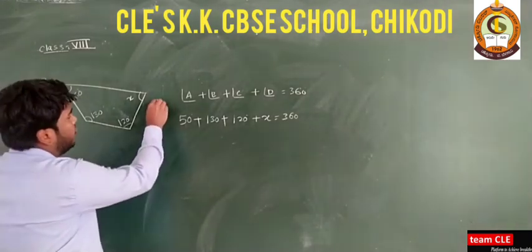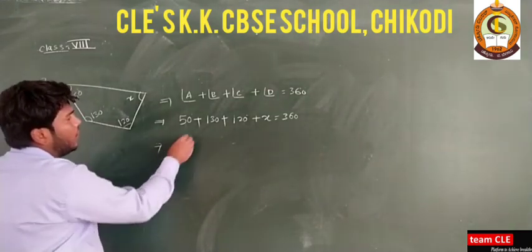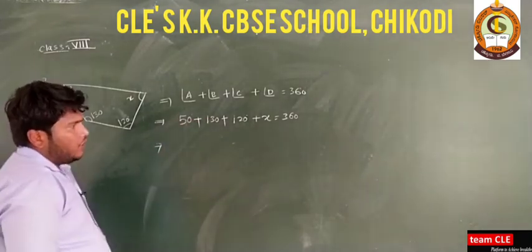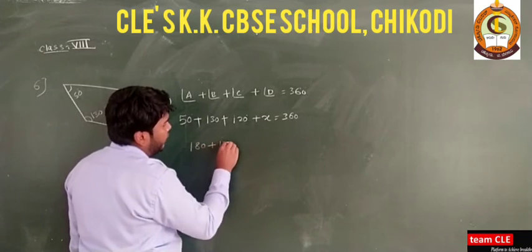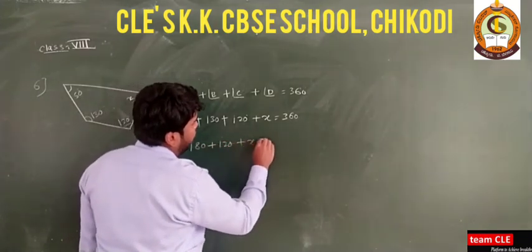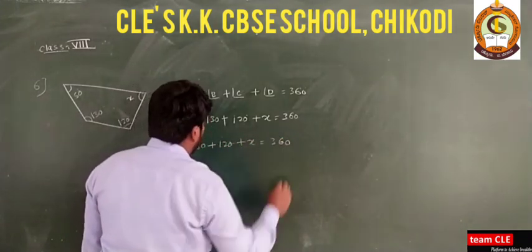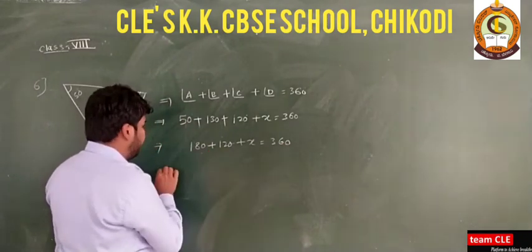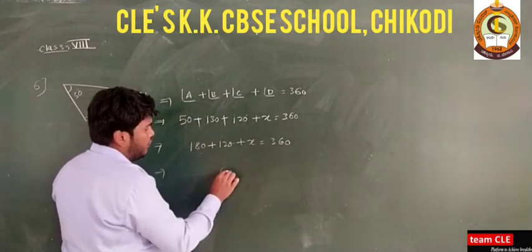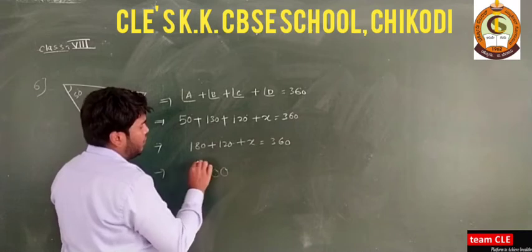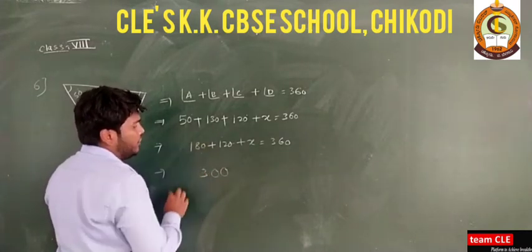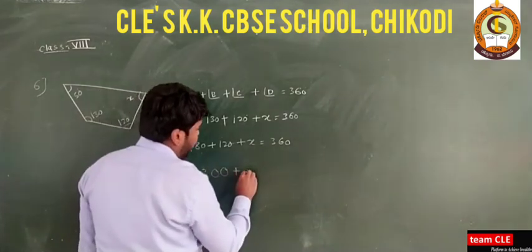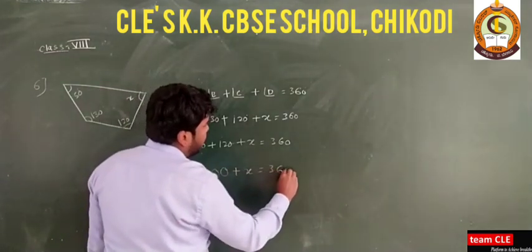Dear students, now see: 130 plus 50 is 180, plus 120 plus x is equal to 360. Now doing the addition: 0, 0, 8 plus 2 is 10, carry 1, 1 plus 2 is 3, so it is 300. So 180 plus 120 is 300, and 300 plus x is equal to 360 degrees.